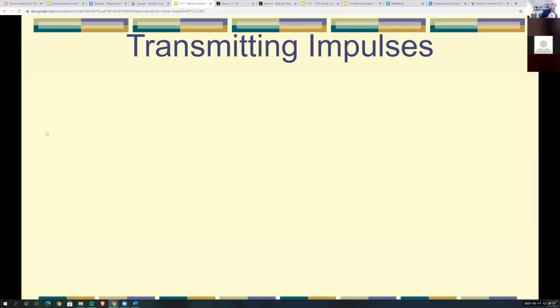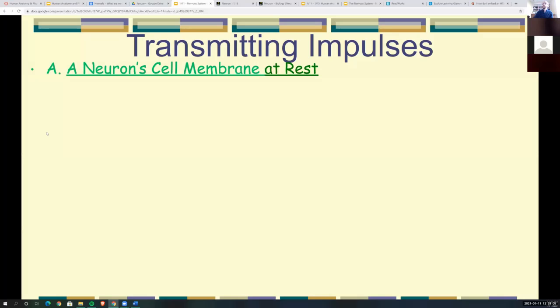So please write down transmitting impulses. We're going to take some notes on this. I'm going to show you some images, and then we'll go through that simulation again if we need. A neuron cell membrane at rest. So I want you to think of the neuron not being stimulated yet.